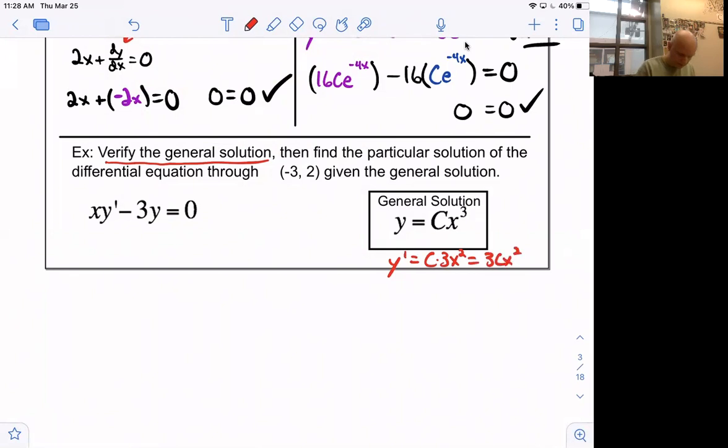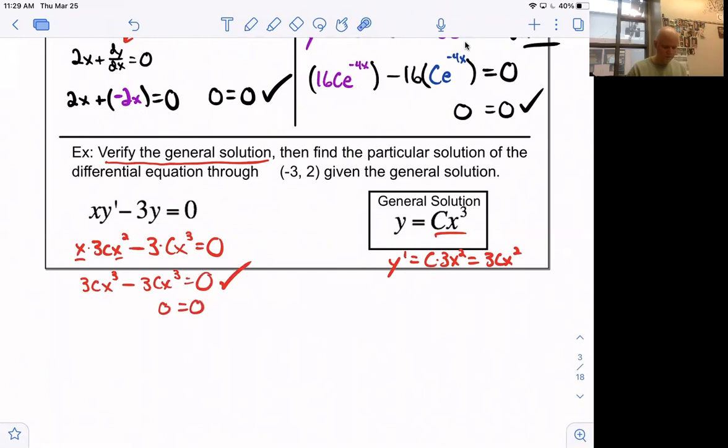So when I plug that into this, I've got x times 3c x squared minus, and then 3, and my y is the cx cubed that I started with. I'm going to check and make sure that this is 0. A lot of times things are equal to 0. And well, what we see here is we see x times x squared. So this is 3cx cubed minus 3cx cubed. Okay, all right. Yeah, that checks out. So 0 equals 0. So this verifies this general solution. This is a solution of our equation.